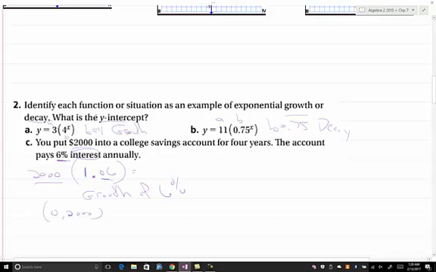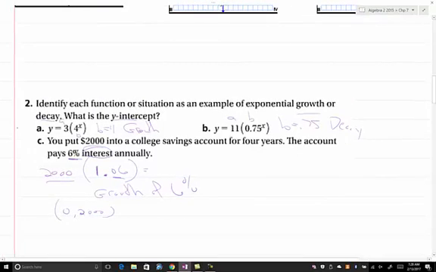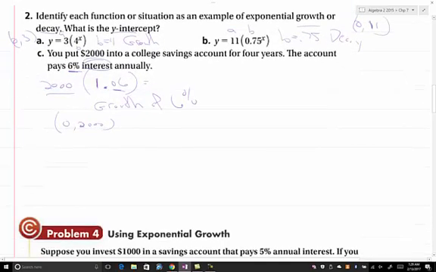I kind of skipped over that last part here. So remember, the a value will give you that. So 0.3 and 0.11. And we also answered the growth or decay part of all three of those.